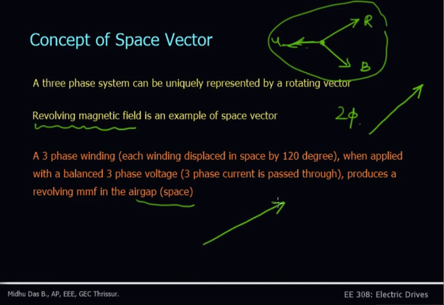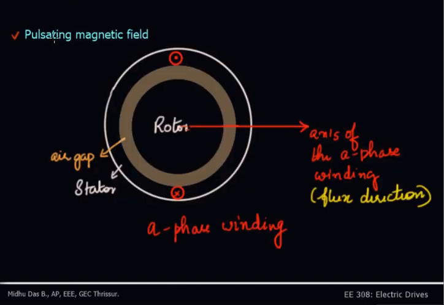How is this revolving MMF produced? By the interaction of the MMFs produced by all three windings which are displaced in space by 120 degrees. This concept is extended to voltages and currents to transform from three-phase to two-phase. So before going into the revolving magnetic field, let's first see how a pulsating magnetic field is produced in a single phase induction machine. Here you can see the stator and rotor, and the air gap is the shaded portion here.